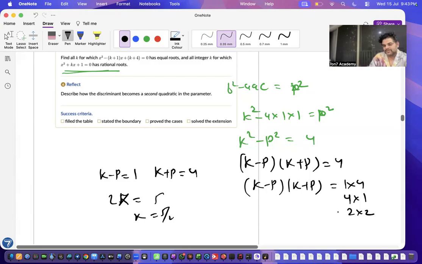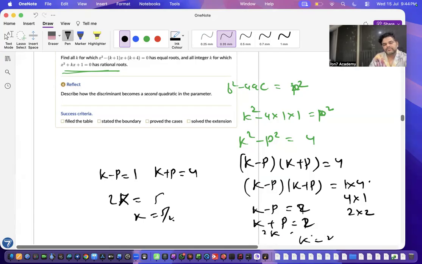This is one set. The second set is you flip it: k minus p is equal to 4, k plus p is equal to 1. Now you add, 2k is equal to 5, again the same, k is 5 by 2. If you take both negative, then minus 5 by 2. Even with minus, it doesn't matter, because 1 and 4 have different parity.